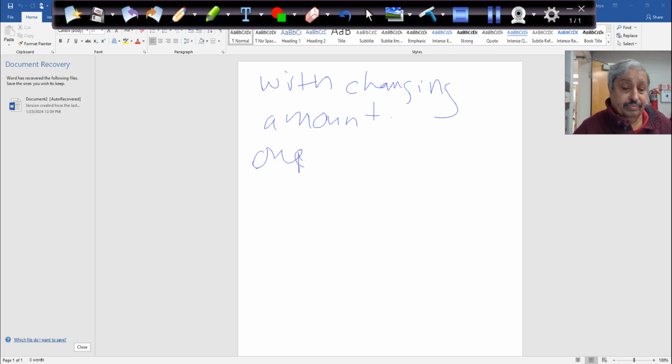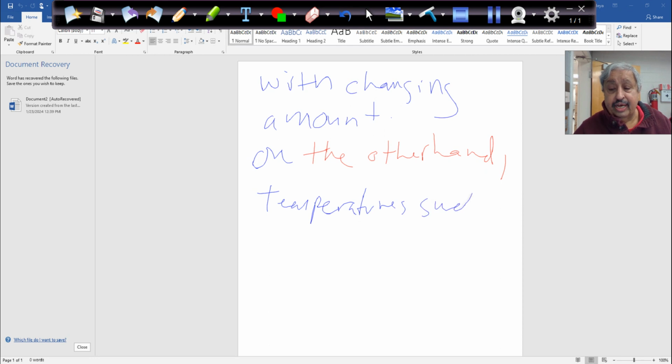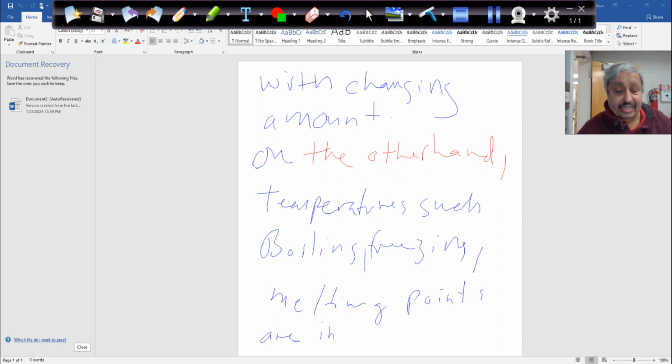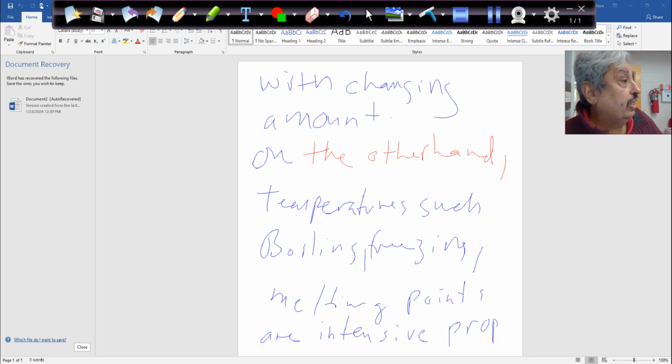On the other hand, all temperatures such as boiling, freezing, melting points are intensive. They don't change. Correct? They don't change.